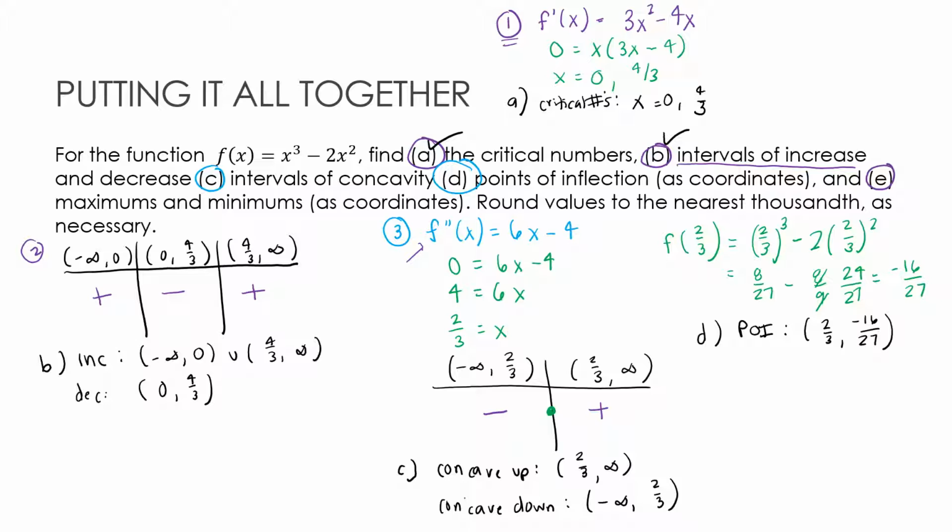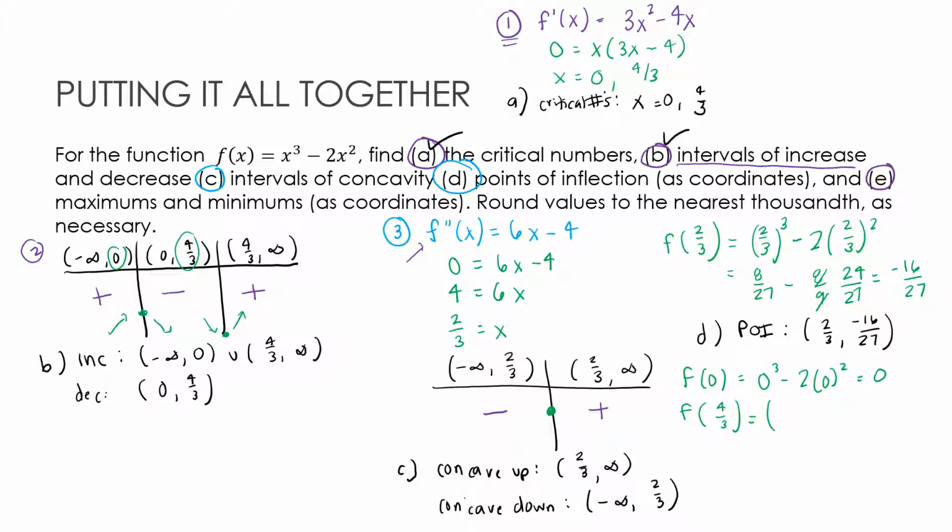For my very last answer, E, min and max as coordinates, I of course want to look at the values here because obviously, oops, wrong direction. Increasing to decreasing means that's a max, and decreasing to increasing means that's a min. But really I'm just taking the points 0 and 4/3 and plugging those in as well. So f of 0 would be 0 to the third minus 2 times 0 squared, which is 0. And f of, what's the other one, 4/3.